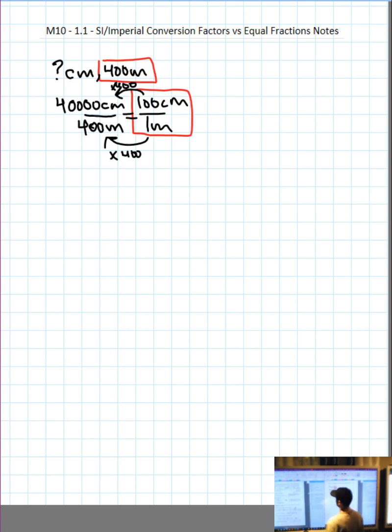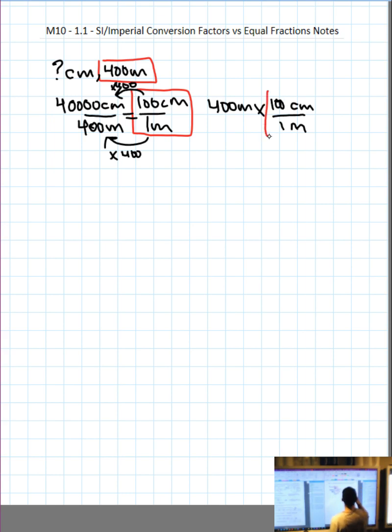We have a new method. We're going to take what's given, 400 meters, and this time we're simply going to times by the conversion factor. So we're going to start by setting up an over, and now we're going to put the units that we want to cross off on the bottom. We have meters on the top right now, so we want to put meters on the bottom. We know we want to get to centimeters, so we put centimeters on the top. Then we think, how many centimeters are in a meter? Well, the same as before. 100 centimeters in 1 meter.